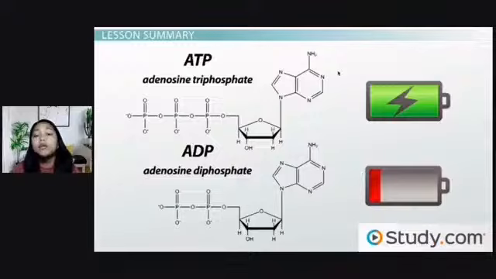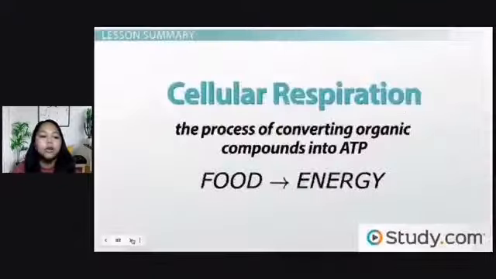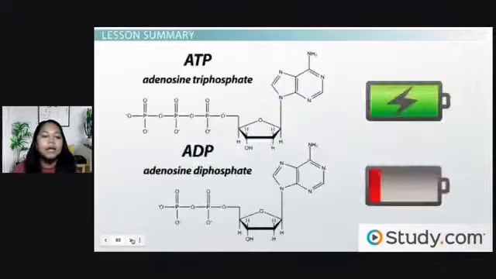Now, when your body uses up your ATP, nababawasan yung energy ng inyong ATP dahil nagagamit yung phosphate group, for example. Okay, so your energy is concentrated in the phosphate groups of your ATP. Kaya yung sa ating question, energy is released from ATP when the bond is broken between two phosphate groups. Okay, sa phosphate groups po, concentrated yung energy sa ATP. So our answer is letter D.